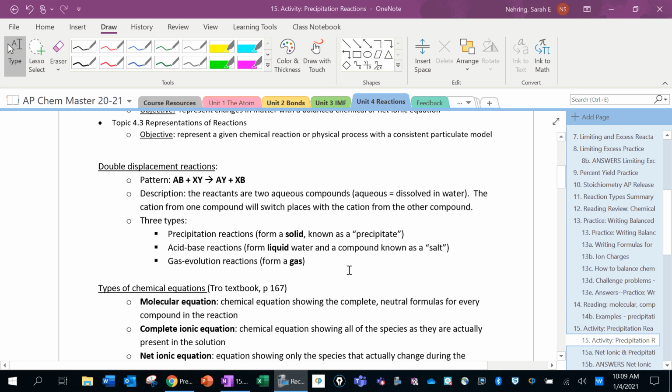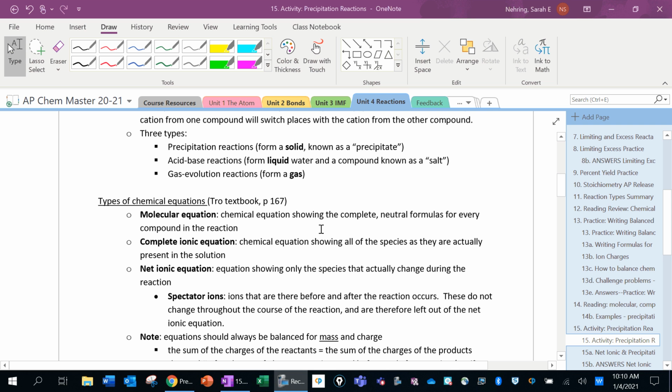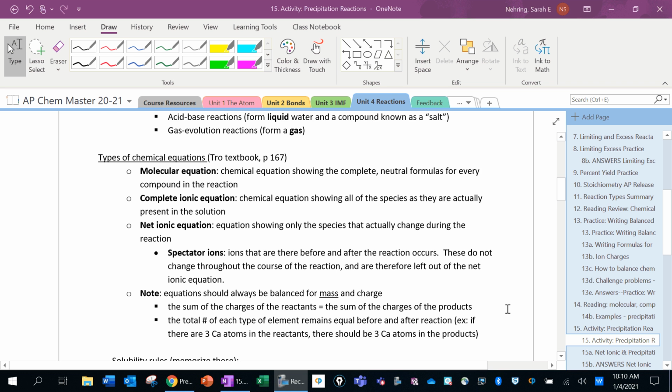And the different types of chemical equations: the molecular equation shows the complete compounds, so complete neutral formulas for every compound in the reaction. The complete ionic equation shows the species as they are actually present in the solution. So compounds that are electrolytes, we will show them being ionized, split apart into ions. And then the net ionic equation is going to focus just on the species that actually change during the reaction. Spectator ions are ones that are there before and after the reaction occurs and they don't change at all. So those we call spectators. Those are not included in the net ionic equation.